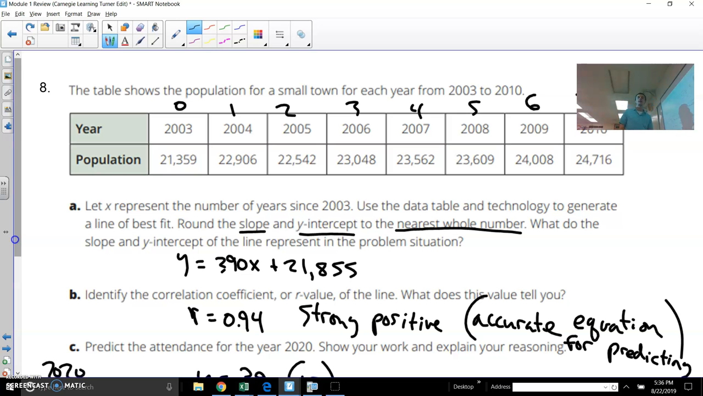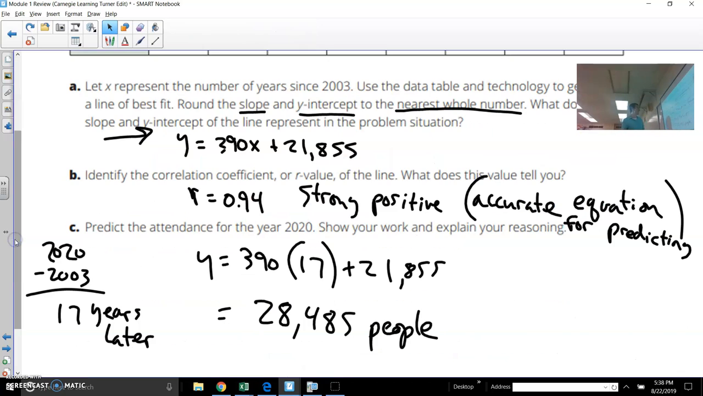Last one, I believe this is the last one. The last one is one where we are changing in the calculator the years to be 0, 1, 2, 3, 4, and that's because I want this to represent the initial year when it began. Okay? So I put this in the calculator, and I got this equation. Notice that I did round this to the nearest whole number.